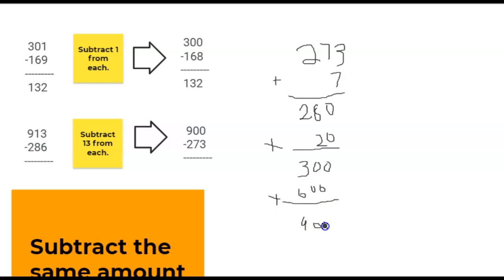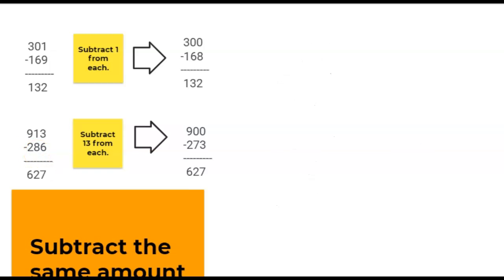So to figure out what the total difference is between 900 and 273, or between these numbers, because it's the same answer, we're going to add together 600, 20, and 7. And if you listen to that, you can hear the answer. If you add together 600, 20, and 7, you're going to get 627. And that is the answer to this subtraction problem and this subtraction problem.